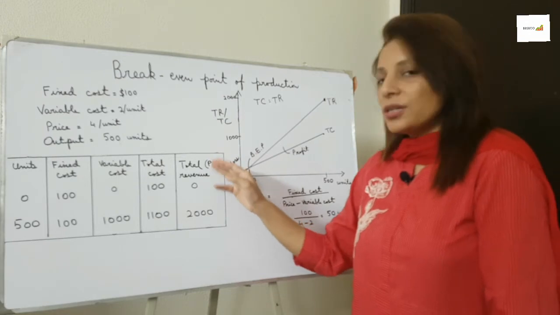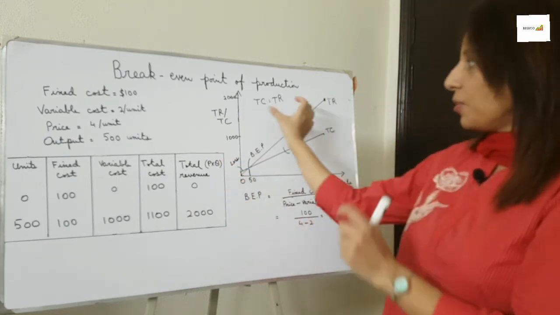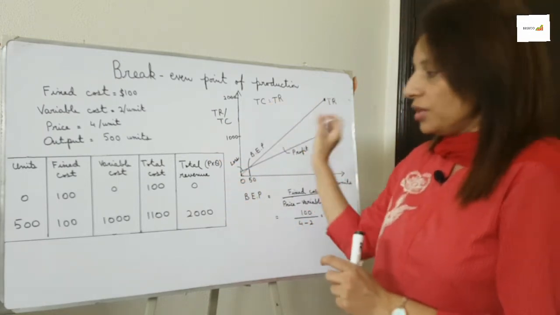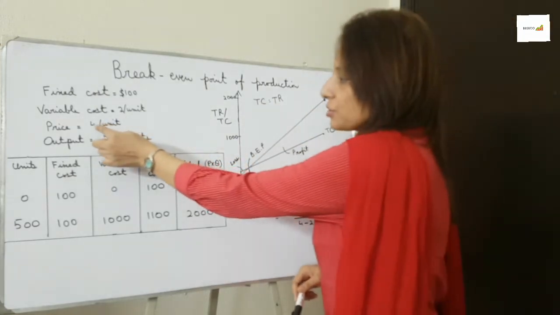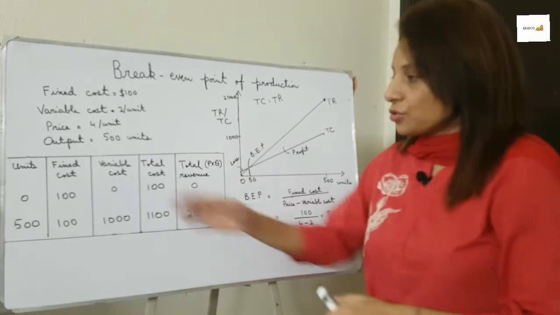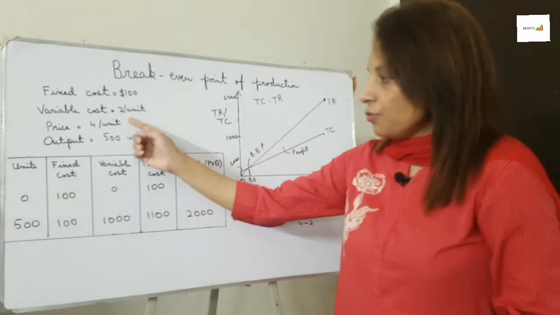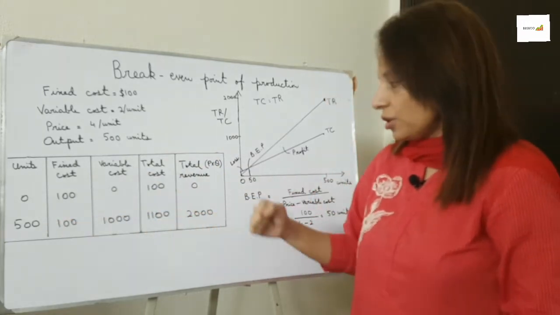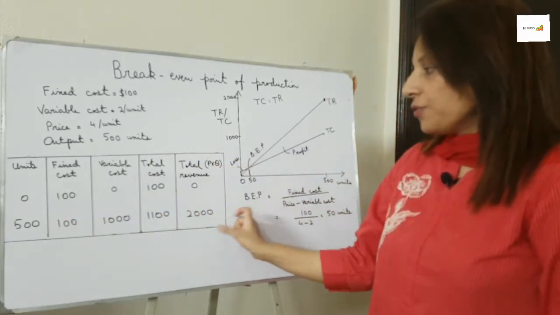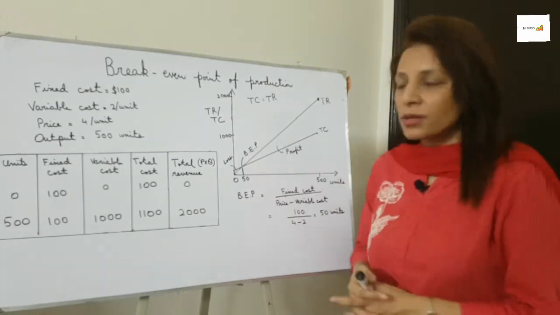Then I have to calculate total revenue, because this point is where TC is equal to TR. That's why I need total revenue as well. I'll take this 4 per unit price to multiply with the units. 4 into 0 gives me 0. 4 into 500 gives me 2000. So this is how I have calculated the total revenue column.